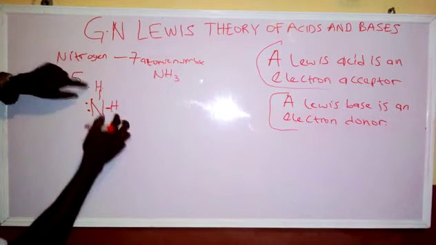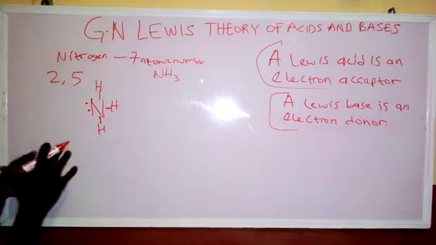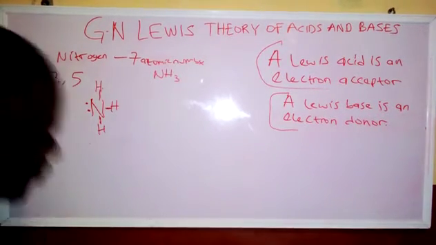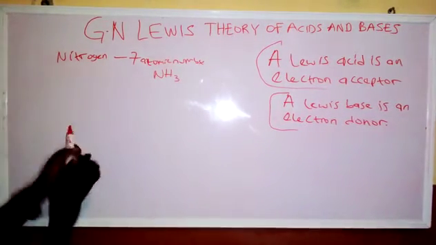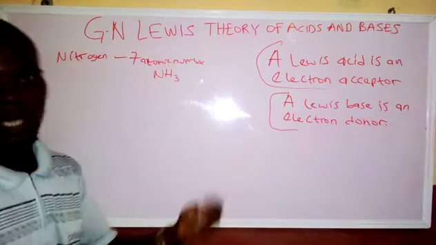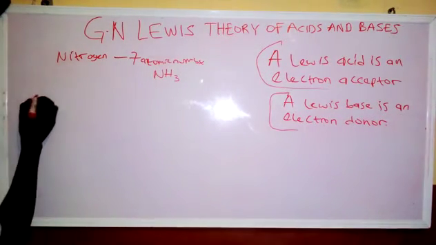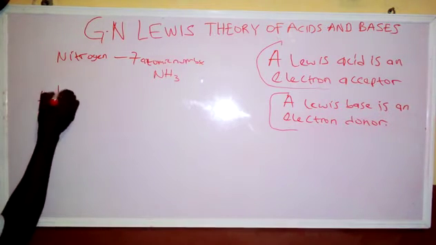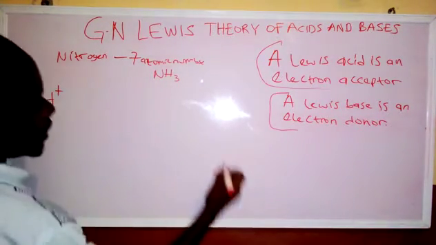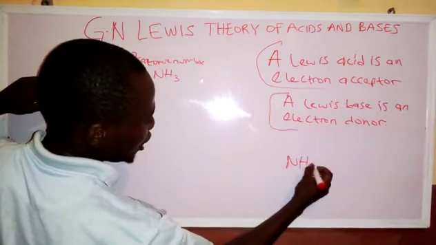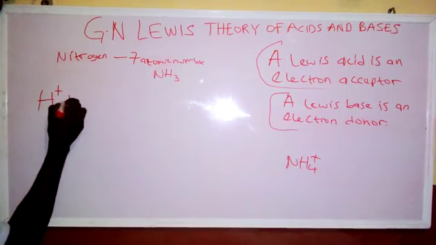Now let me show you something. I mentioned that the formation of the ammonium ion is an example of a coordinate covalent bond. Now how? Look at something here, H positive. This is how the ammonium ion is formed, NH4 positive.